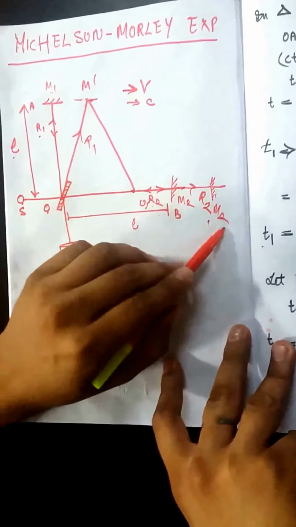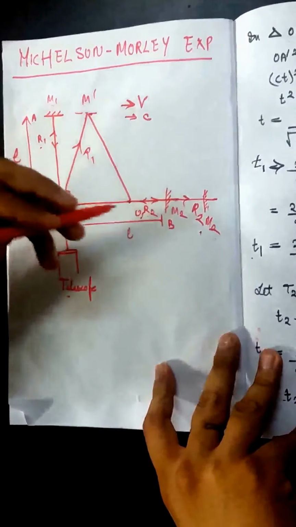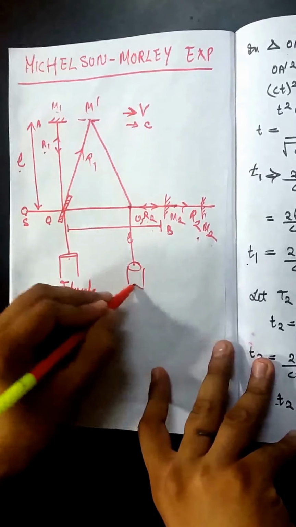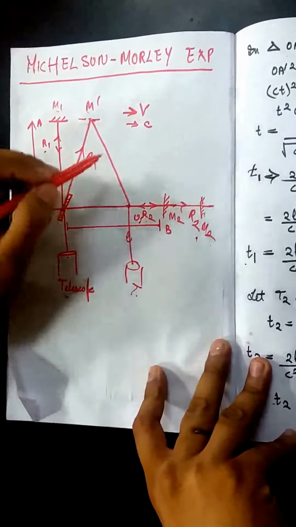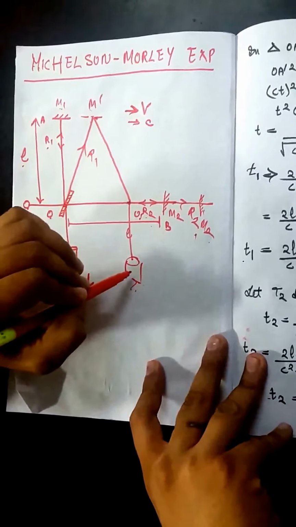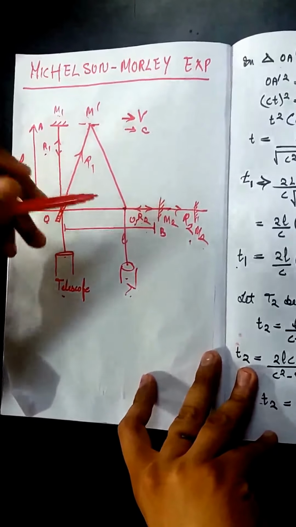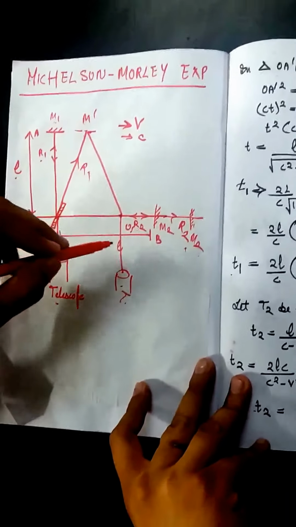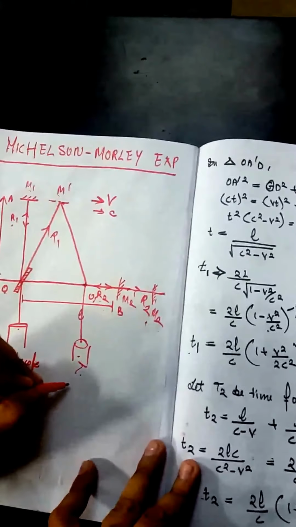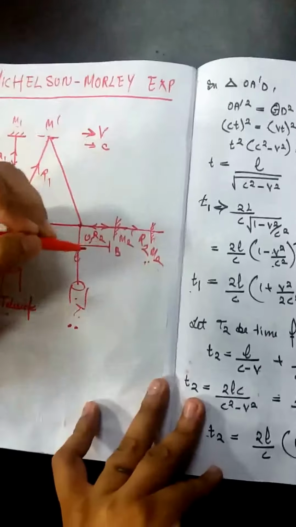So when they bounce back from M2 and M1, there will be a certain path difference between these two rays, and we will now observe this pattern here. The telescope will be here. If the rays are in phase, then constructive interference will take place and we will see fringes here. But as we know, it's not necessary that they will be in phase. When they are out of phase, there will be no interference pattern, and we will see two diffused points like this, one from M1 and one from M2.